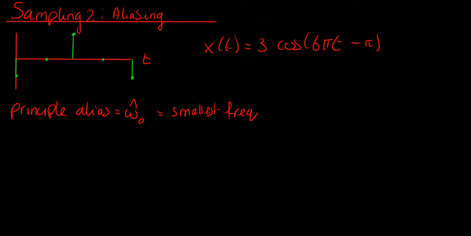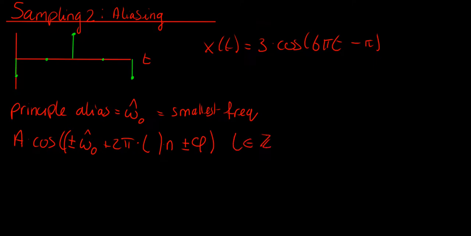And possible reconstructed formulas then look like A times the cosine of plus or minus the positive or negative part of (omega hat 0 plus 2 pi times L) times n, plus the positive or negative part of phi. And the L, what it is doing there, the L is from the integer set, so it can be all positive and negative whole values.